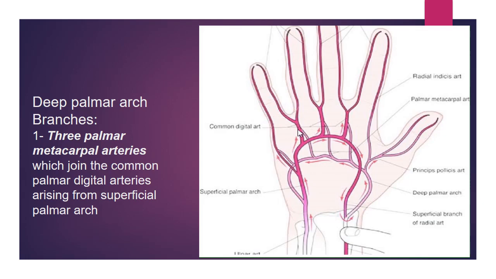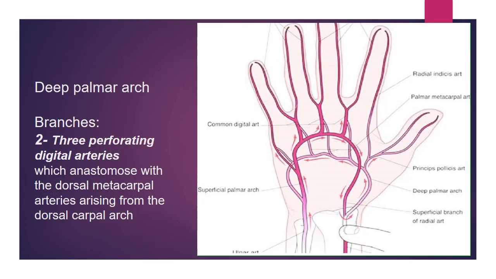These palmar metacarpal arteries supply the medial 4 metacarpal bones and terminate at the finger clefts by joining the common digital branches of the superficial palmar arch. These palmar metacarpal arteries join these common palmar digital branches. In this way, these two arches are connected with each other.